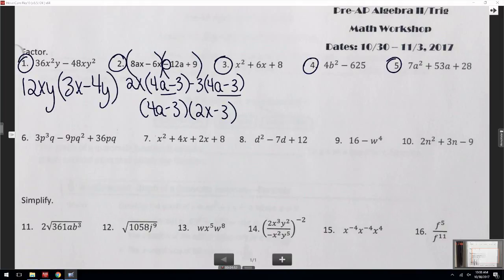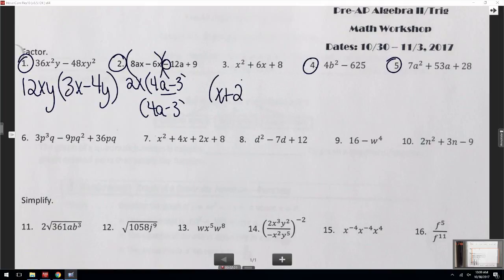All right. What about number 3? How many terms does number 3 have? 3. What's the very first thing you look for? GCF. Does it have one? No. So that's when you do factors of the back number that add or subtract to be the middle number. So what are the factors of 8 that add or subtract to be 6? Positive 2 and positive 4. Very good. Very nice.